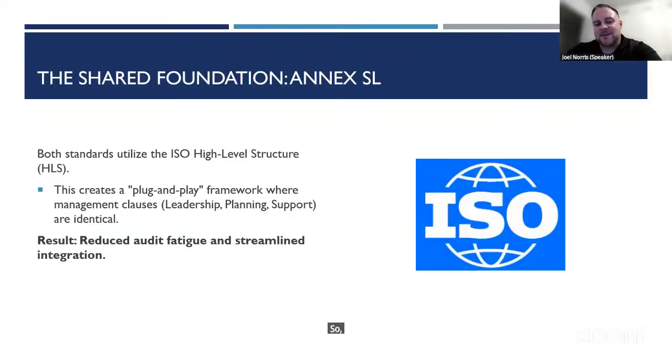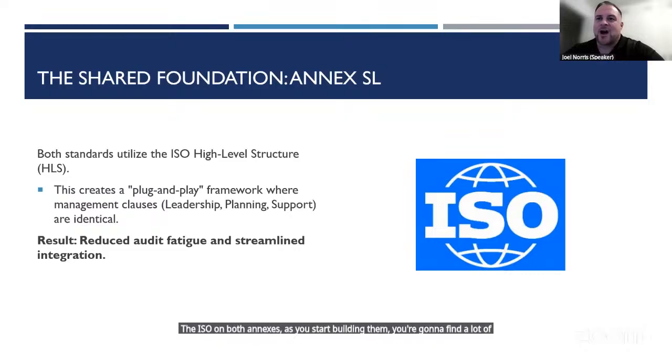So I was giving you a little bit of an example of how they can also overlap. On both annexes, as you start building them, you're going to find a lot of cross references. They're going to have some of the same types of objectives and the same types of controls.